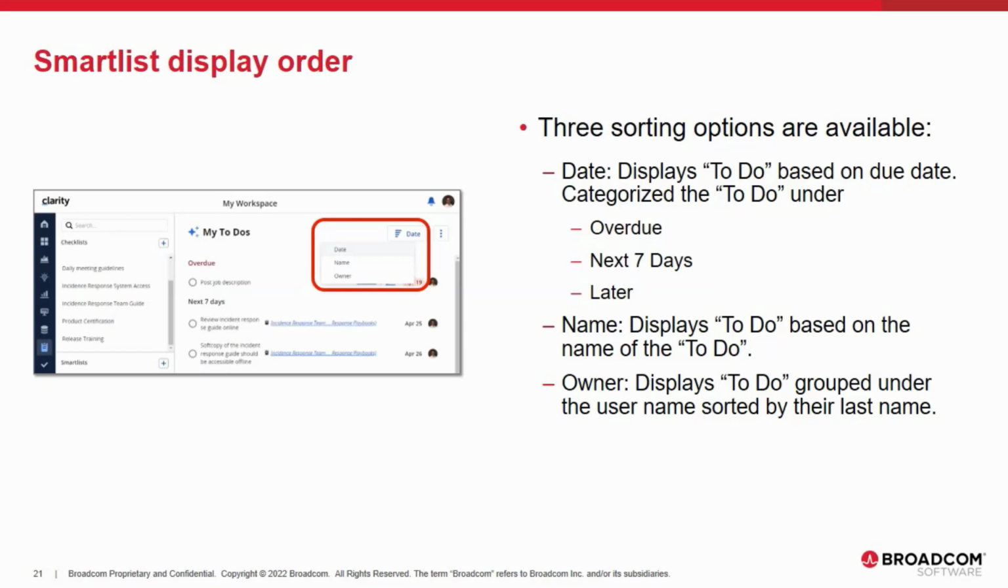The next sorting order is the name, in which case all the to-dos will be listed based on their names. And the last is by owner, in which case all the to-dos will be listed based on the different owners that have to-dos.